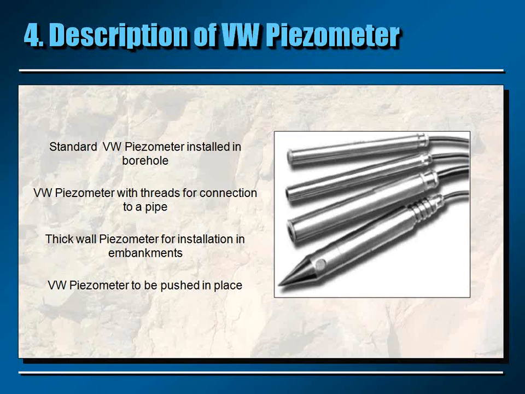The third example is the thick wall piezometer. This piezometer is designed for installation in embankments. It is equivalent to the PWS, with the exception that the body walls are much thicker, which allows this type of piezometer to sustain a large earth pressure without any deformation of the body and without any effect on the reading. So this is why when users want to install a piezometer in large embankments or large dams, they will choose this type of piezometer.